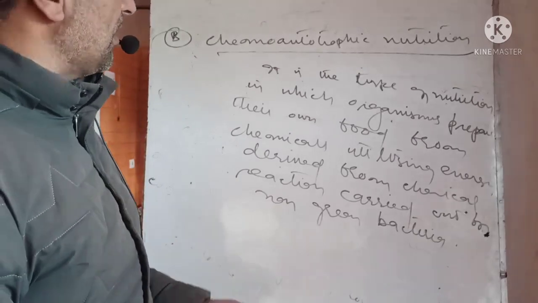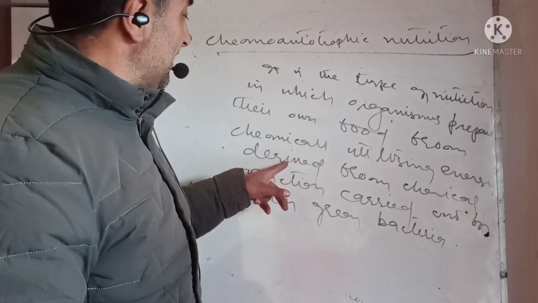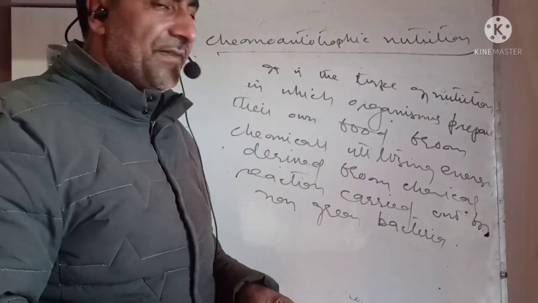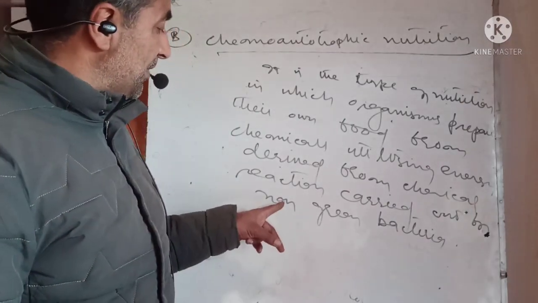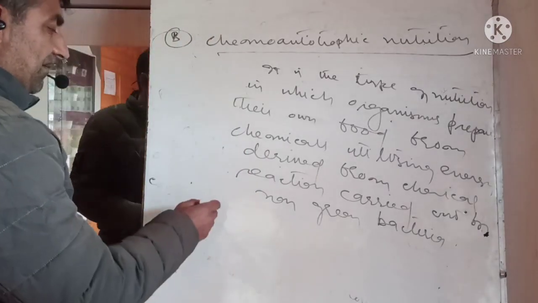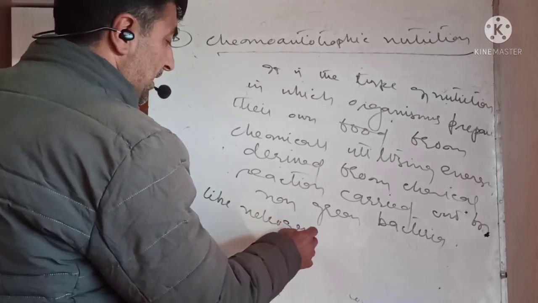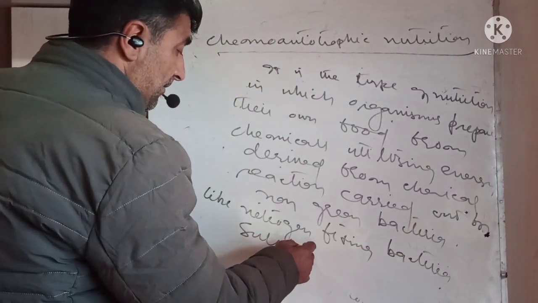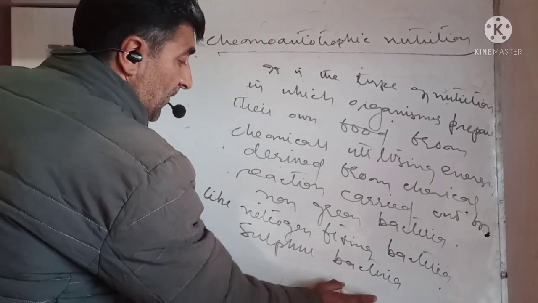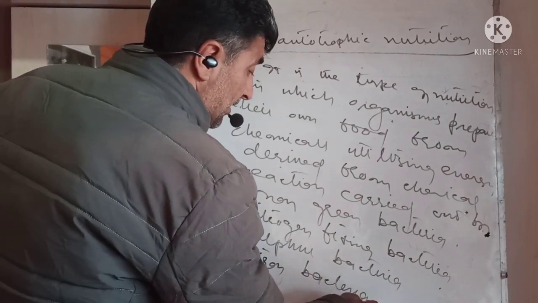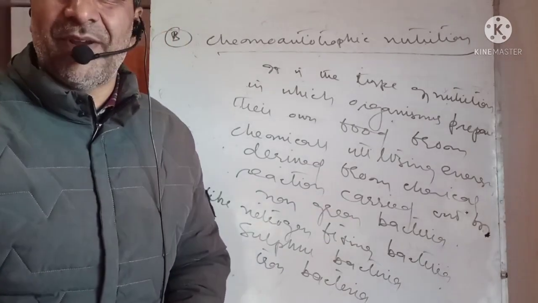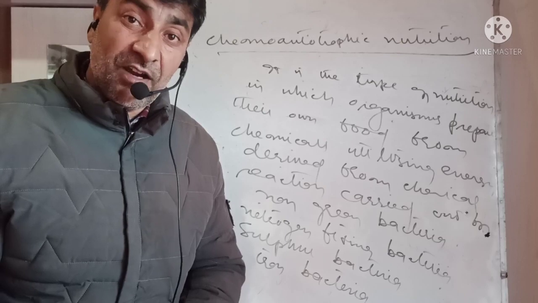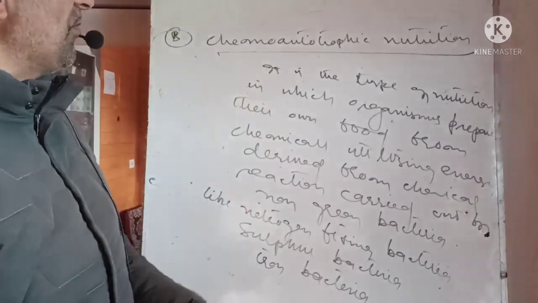Shall I try to understand? It is a type of nutrition in which organisms prepare their own food from chemicals, utilizing energy derived from chemical reactions. They perform some chemical reactions first, then energy is released. Such energy is utilized for the manufacture of food. But the chemical reactions are carried out by non-green bacteria, like nitrogen fixing bacteria, sulfur bacteria, iron bacteria. All these are non-green bacteria. Non-green means they lack chlorophyll. So when they lack chlorophyll, they are not in a position to trap solar energy. That is why they skip towards chemoautotrophic mode of nutrition.